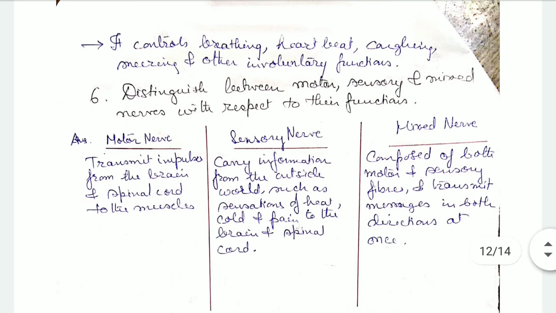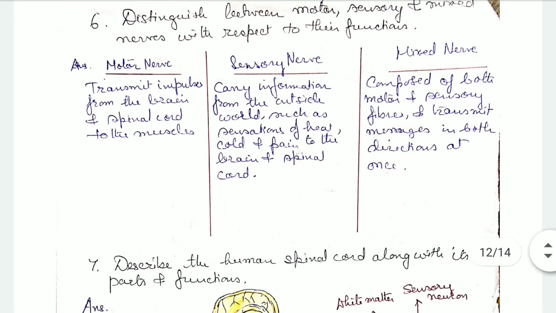Now we come to the next question: distinguish between motor, sensory, and mixed nerves with respect to their functions. Motor nerves transmit impulses from the brain and the spinal cord to the muscles. Sensory nerves carry information from the outside world, such as sensations of heat, cold, and pain, to the brain and the spinal cord. Mixed nerves are composed of both motor and sensory nerve fibers, and therefore they transmit messages in both directions at once.